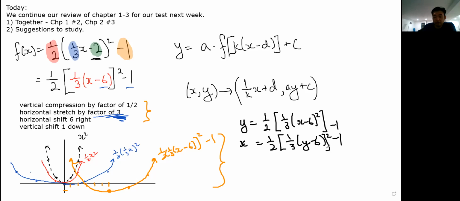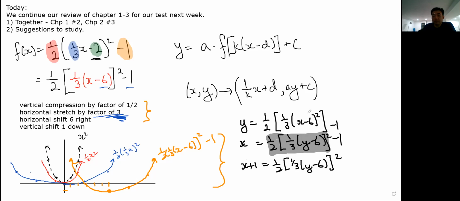Now, I could leave it like this, but by convention, we want the equation to always equal y isolated. And so, I'm going to work that out. First, I want the term that has the y value to be isolated. So let's get rid of the negative 1. Plus 1, this is x plus 1 equals half 1 over 3 y minus 6 squared.